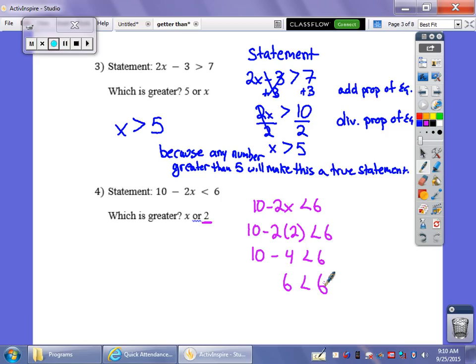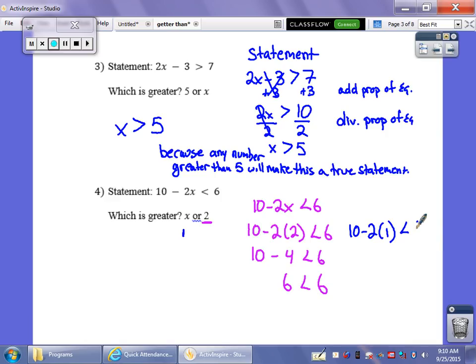So you can try either 1 or 3. If we plug 1 in for x, we would do 10 times 2 minus 1 is less than 6, which will give me 10 minus 3 is less than 6. And 10 minus 3 is 7, and 7 is less than 6. That's not true. Okay, so we know that 1 is not true.